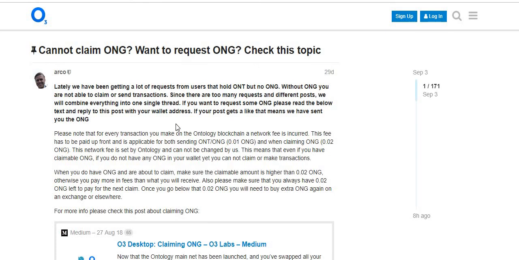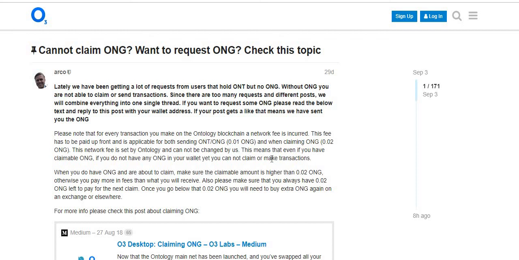First message is just saying that they've moved all the questions into this thread. It says, please note that for every transaction you make on the ontology blockchain, a network fee is incurred. This fee has to be paid up front and is applicable for both sending ONG, which costs 0.01 ONG, and when claiming ONG, which costs 0.02 ONG. The network fee is set by ontology and cannot be changed by us. This means that even if you have claimable ONG, if you do not have any ONG in your wallet yet, you cannot claim or make transactions.